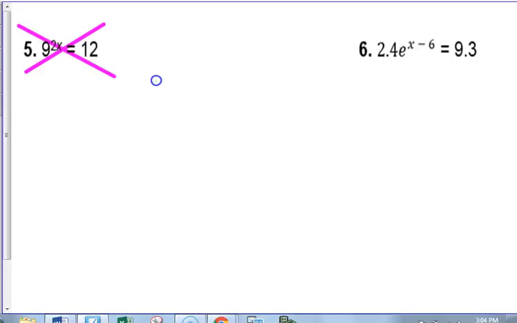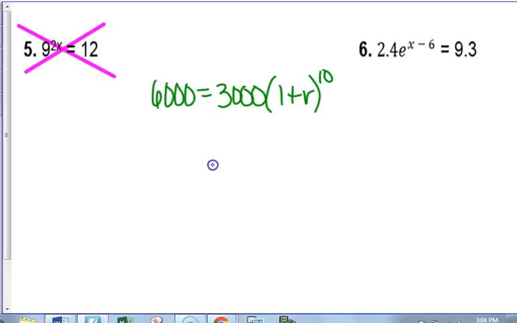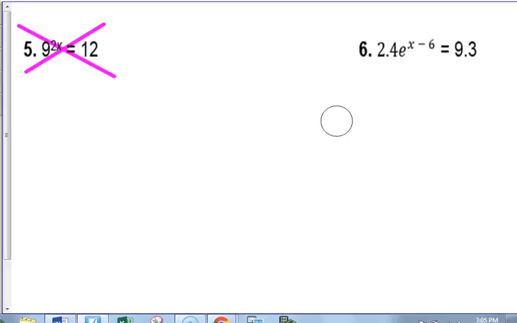Guys, there was a question on the quiz that said, something like $3,000 grew to $6,000 by what rate in 10 years or something crazy? Remember that? I had some people subtract $3,000 from both sides. We should just be dividing by $3,000, right? I'm not even saying it was in this class. I just want to clarify that.